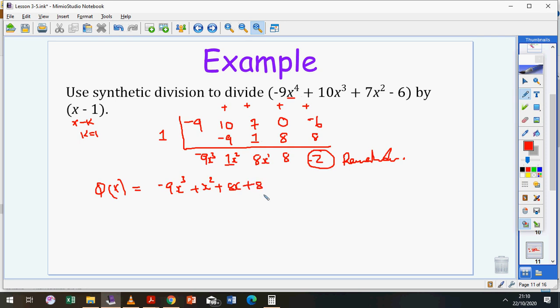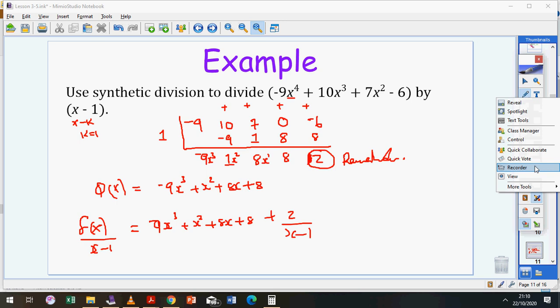My remainder is 2, so I can write my original f of x divided by x minus 1 as the quotient, which is negative 9x cubed plus x squared plus 8x plus 8, plus 2 over x minus 1. That is what synthetic division is. I hope this is helpful. Again, sorry that I misled you, but I hope you can adjust or adapt.